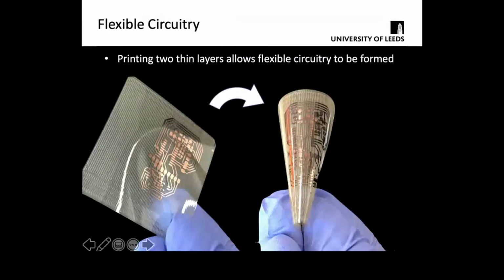The next thing we tried out was to see if we can make flexible circuits. So the way we did that was we just printed two very thin layers. In fact, the whole thickness of this is less than 100 microns, so it's about the thickness of a human hair. And we were very pleased to see that we could produce flexible substrates, and that we could get quite a high bend radius.